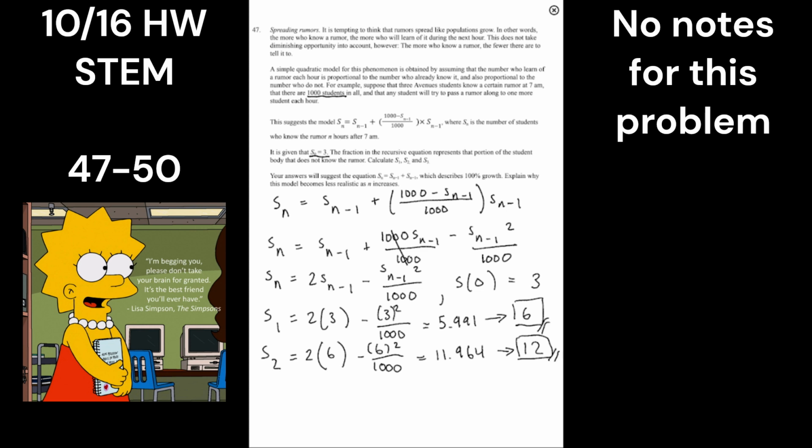And then let's keep going. So for S3, you would do 2 times it, and I input this number right here. So 12 minus 12 squared over 1,000. And this equals, in Desmos, 23.856, which of course rounds to 24. So that's the answer for the first 3 parts of the problem.